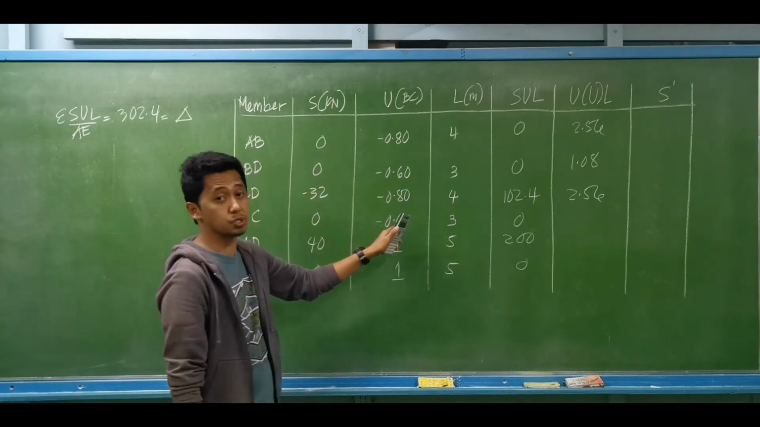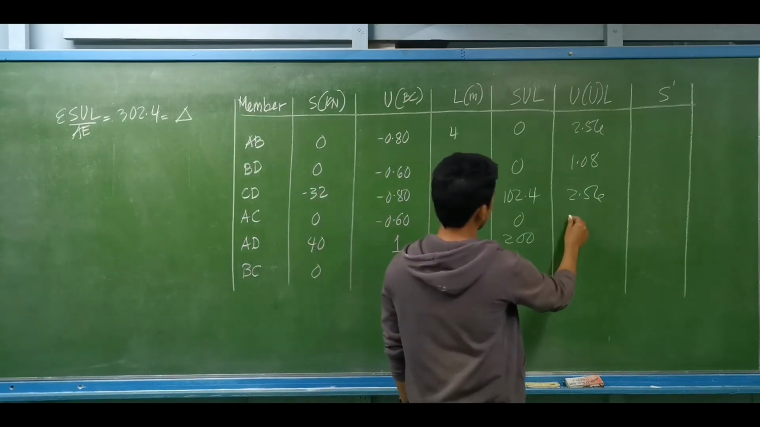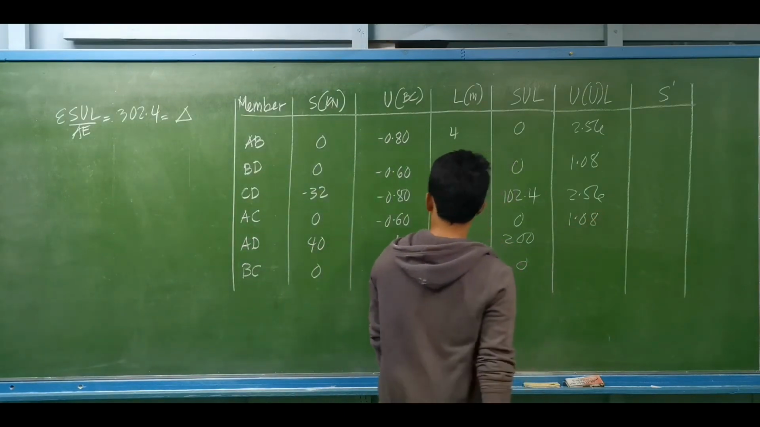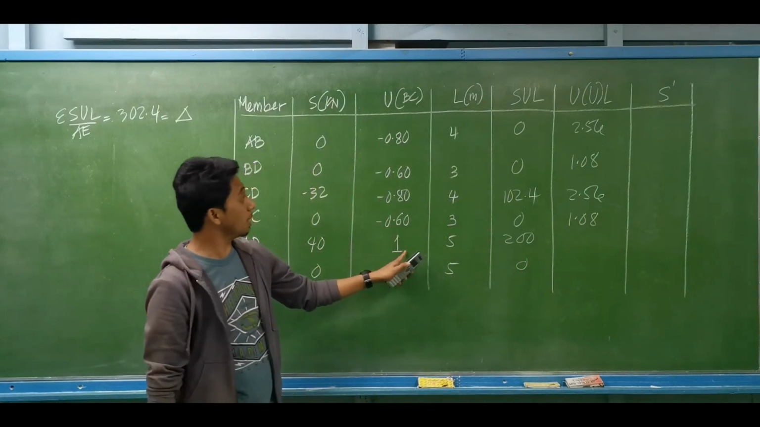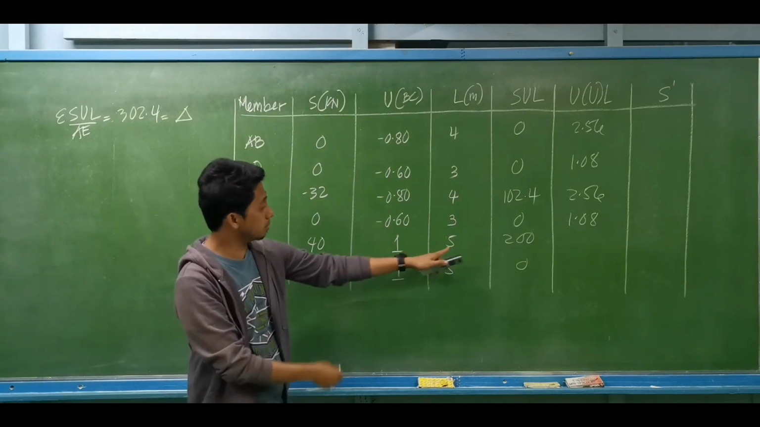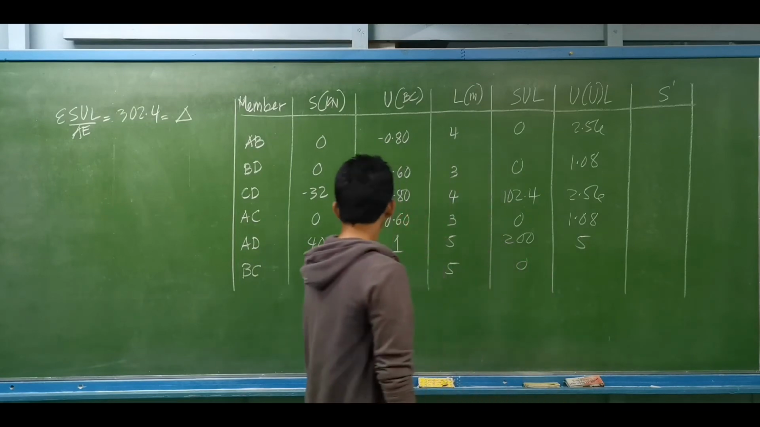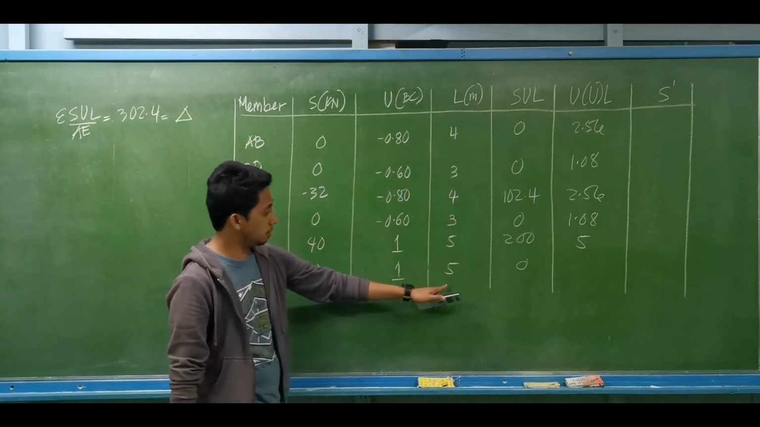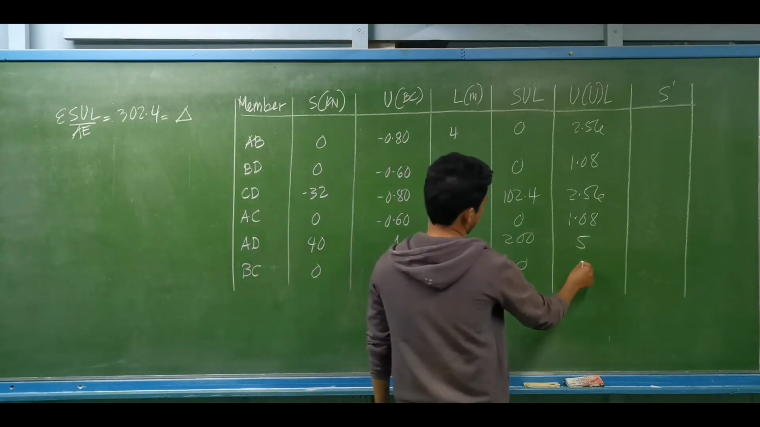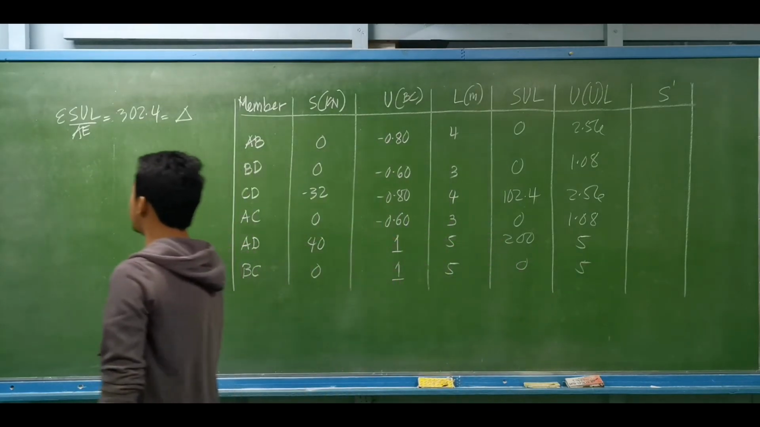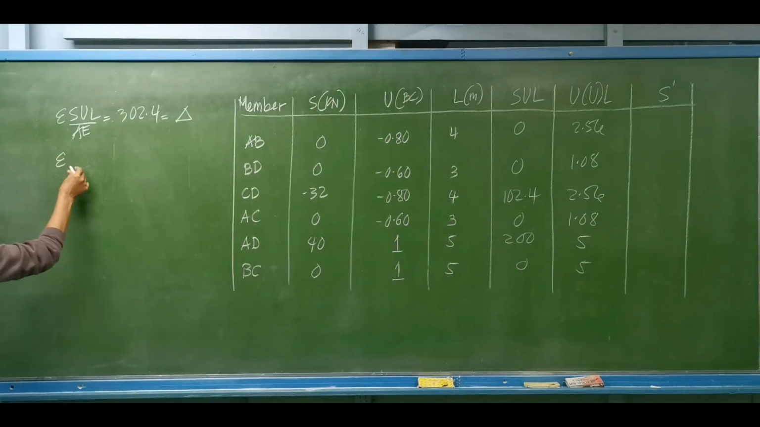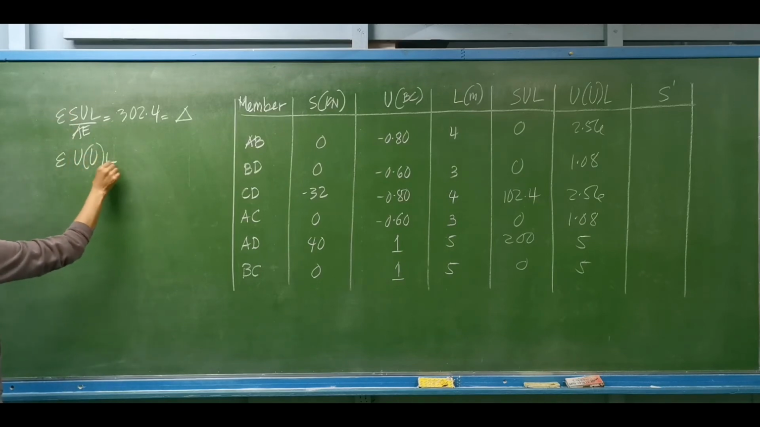Alright, next, BD and AC are the same. We have 0.6 squared times 3, that is 1.08. Then we have 1 times 1, or 1 squared, times 5. This is 5. And lastly, we have 1 squared times 5, which is the same, 5. So let's have the summation of the axial force due to unit load multiplied by the axial force due to unit load times the length, divided by AE.